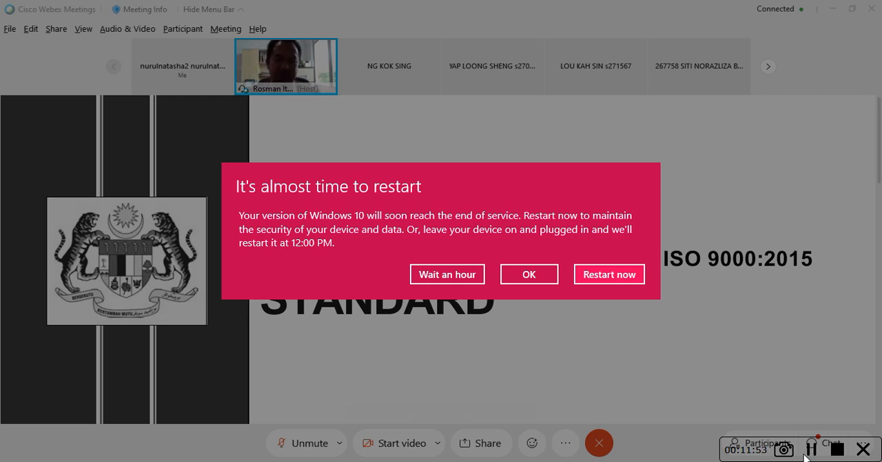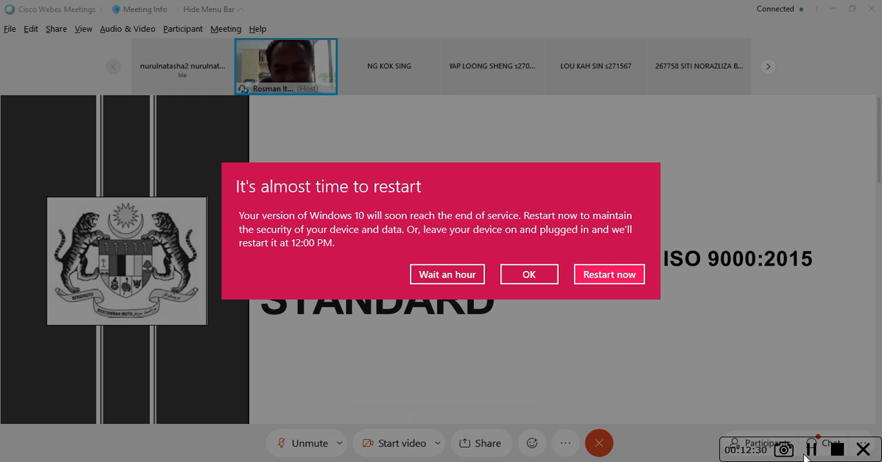So what does this standard say? As you can see here, this standard explains the fundamentals of the quality management system. In this standard, we can see the principles of the quality management system and the vocabulary related to it. That is the basic idea of the standard.